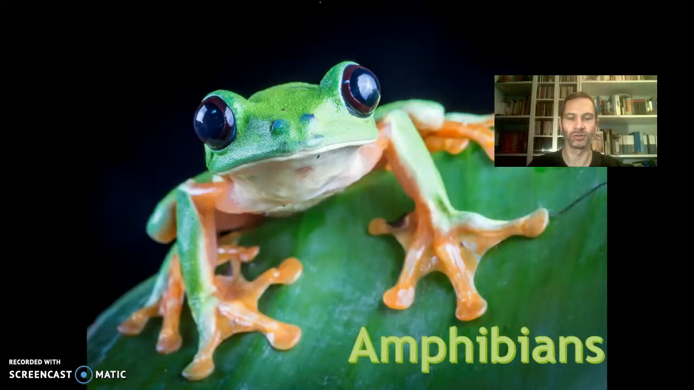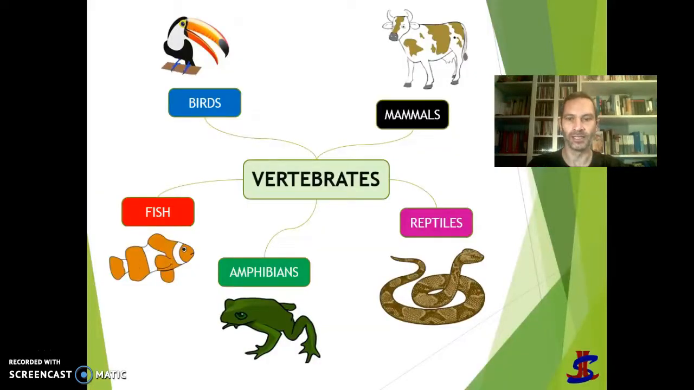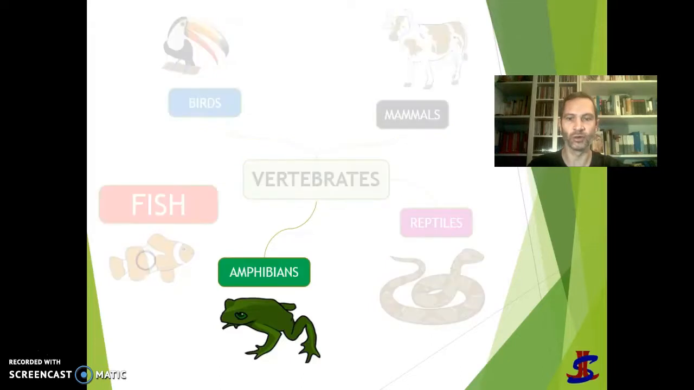So let's go ahead. Today I think it's going to be a shorter lesson than the one on fish, because this group is simpler, so I think it will take less time. This is our mind map for the 5 groups of vertebrates. So you have fish, amphibians, reptiles, mammals and birds. Today we will be focusing on amphibians, okay?